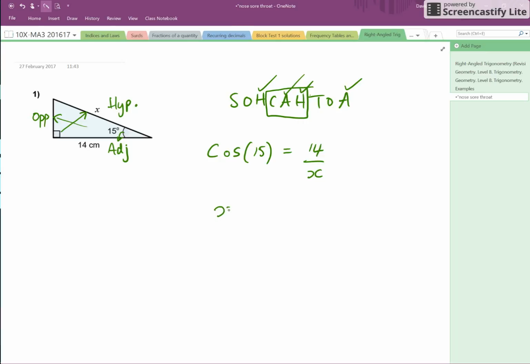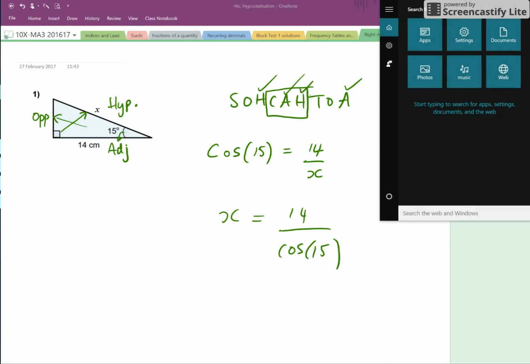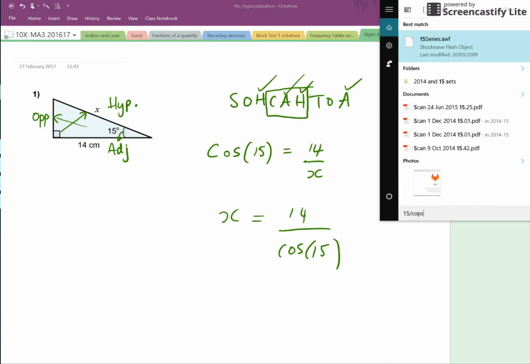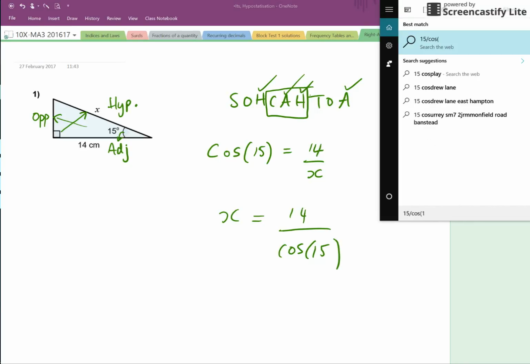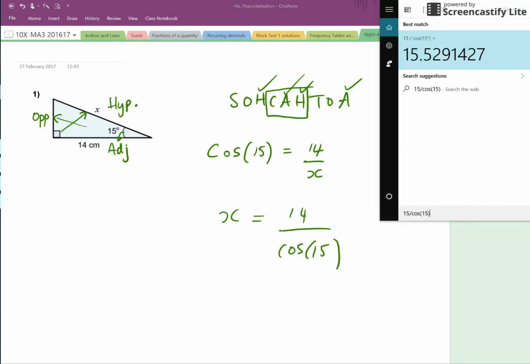So x is 14 over the cosine of 15. We can just swap them round. X is 14 over the cosine of 15. And if we put that into the calculator, obviously you're going to do this on your proper calculator. So 14 divided by the cosine of 15. We get 15.5, and that's three significant figures.